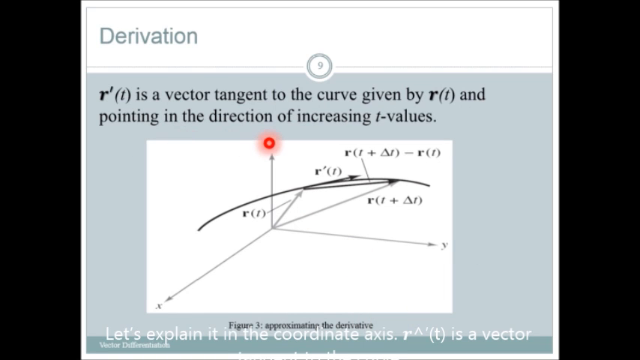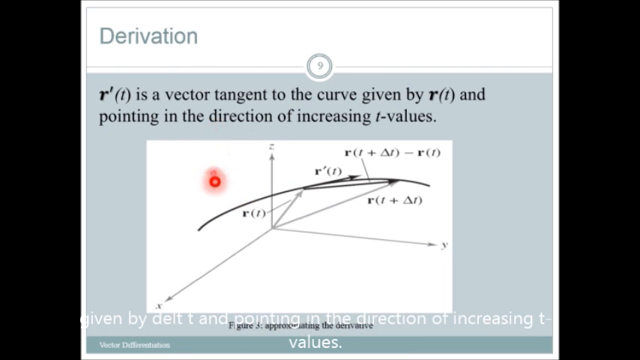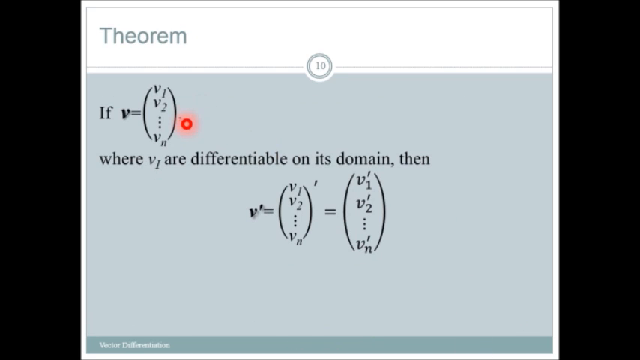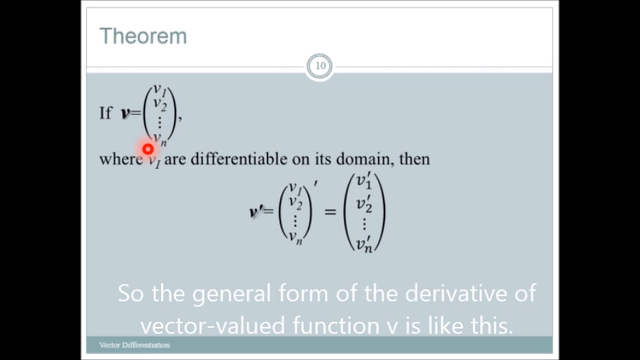Let's explain it in the coordinate axis. The derivative of r(t) is a vector tangent to the curve given by r(t) and pointing in the direction of increasing t values. So the general form of the derivative of a vector-valued function r is like this.